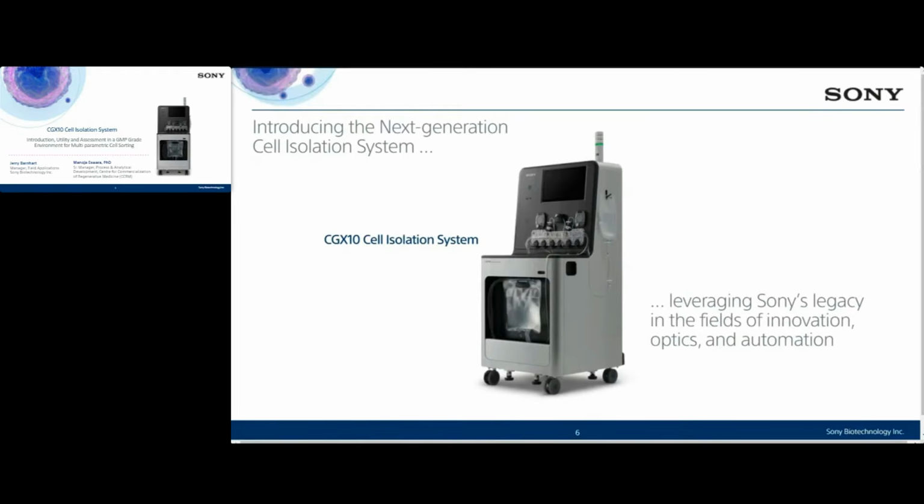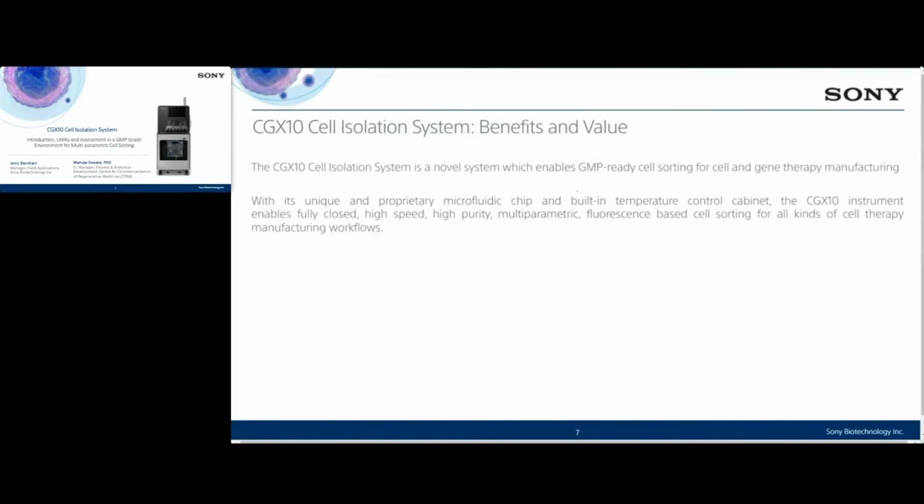Introducing the CGX10 Cell Isolation System, which leverages Sony's legacy in the field of optics, innovation, and automation. The CGX10 Cell Isolation System is a novel system which enables GMP-compliant cell sorting and is intended for cell and gene therapy manufacturing workflows. The instrument has a proprietary microfluidic chip and built-in temperature control cabinet. The CGX10 enables fully closed, high-speed, high-purity, multi-parametric fluorescent-based cell sorting.